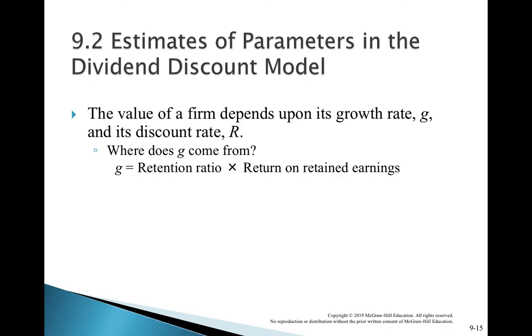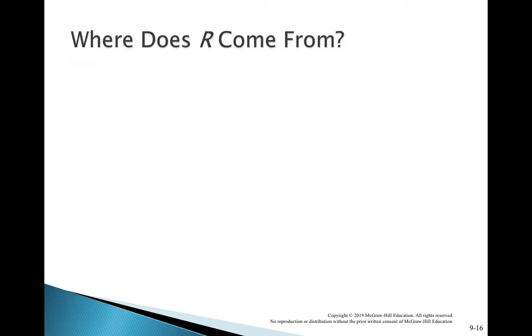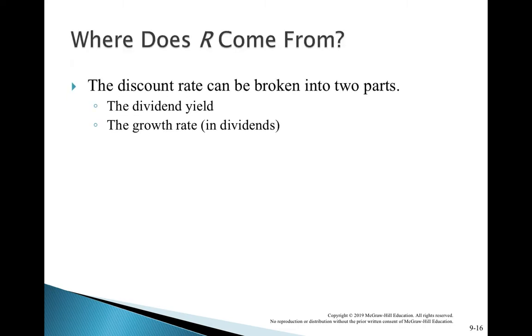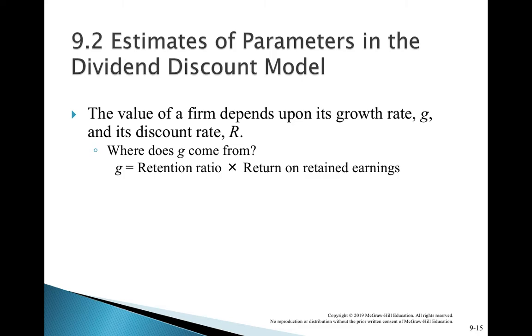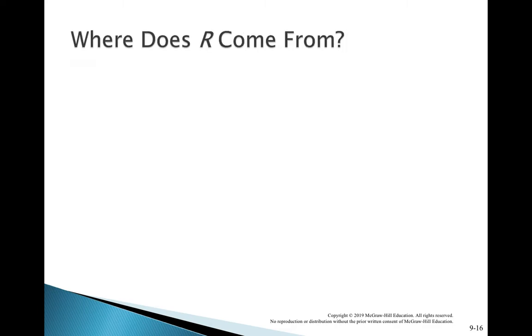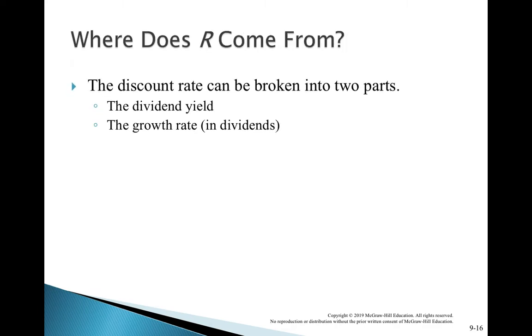We have seen in the financial statement analysis that growth rate is equal to retention rate multiplied by return on retained earning. Then G is okay. Formula is okay. Retention rate, the RR, multiplied by return on retained earning is equal to growth. Now, how will we get the cost of capital, or R? The discount rate can be broken into two parts. One is the dividend yield, and the next one is the growth rate in the dividends.